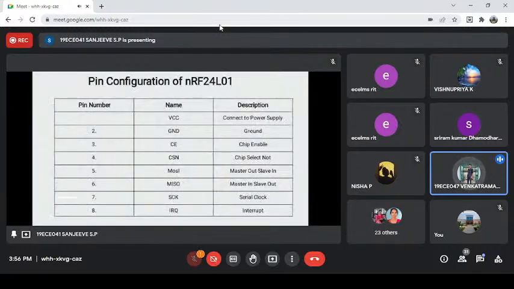This is the pin configuration of NRF24L01, which is quite simple. It has just 8 pins, which makes it easier to connect. VCC is connected to the power supply, and the ground is connected to the ground. Then chip enable, chip select not, master out slave in, master in slave out, serial clock, and IRQ. These are the pins used in the NRF24L01. We connect these pins to any microcontroller unit like Arduino, Pico, or ESP32. Currently we use Arduino UNO or Arduino Nano.